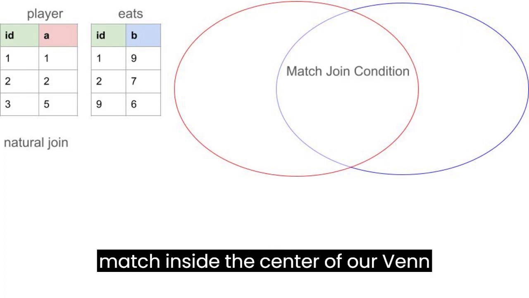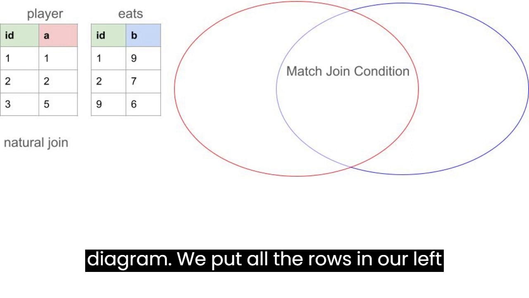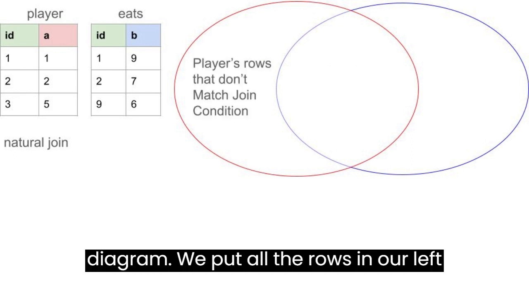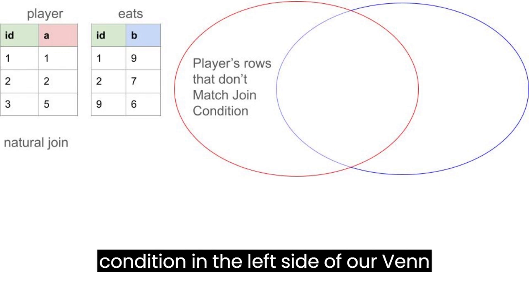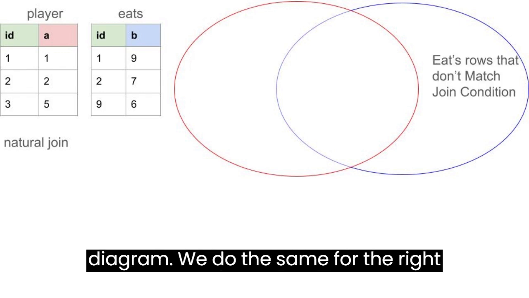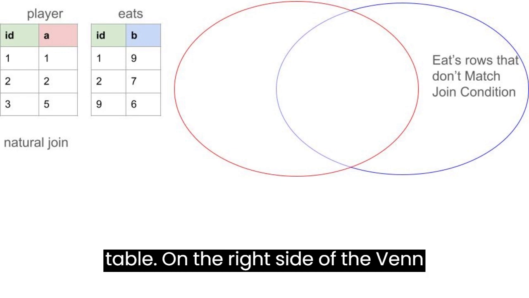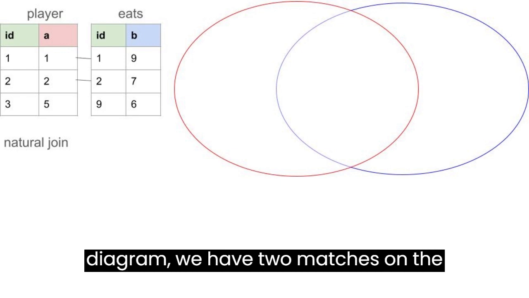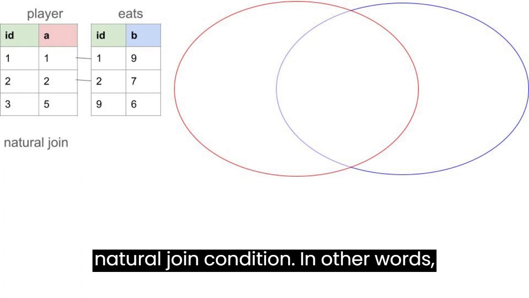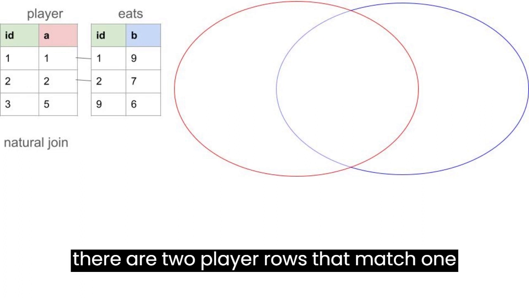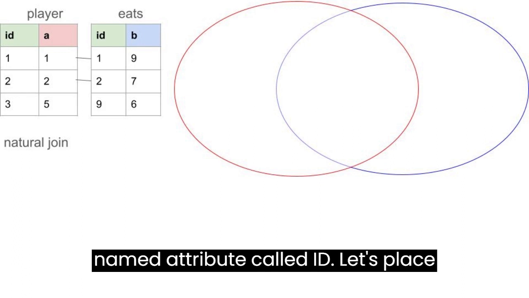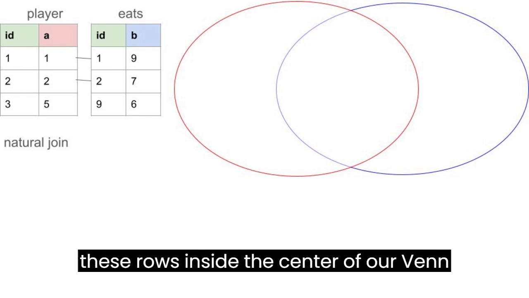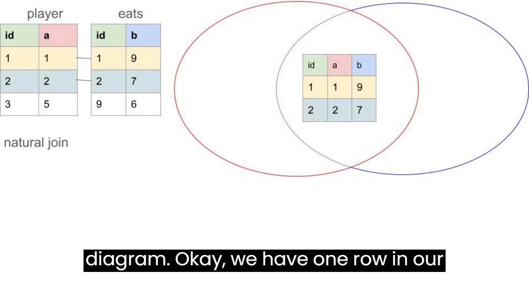We put every match inside the center of our Venn diagram. We put all the rows in our left table that did not satisfy our join condition in the left side of our Venn diagram. We do the same for the right table on the right side of the Venn diagram. We have two matches on the natural join condition. In other words, there are two player rows that match one single each row in regards to the same named attribute, called ID. Let's place these rows inside the center of our Venn diagram.